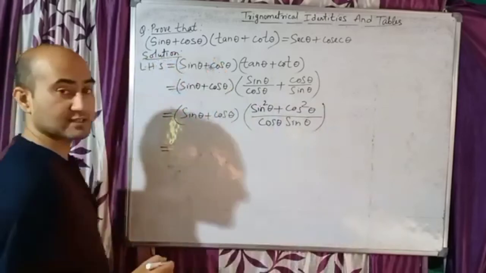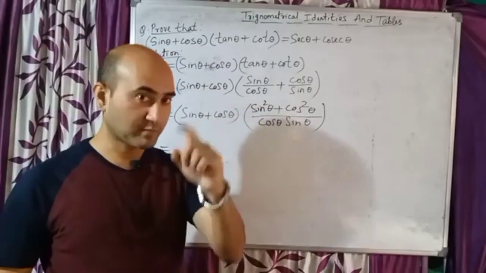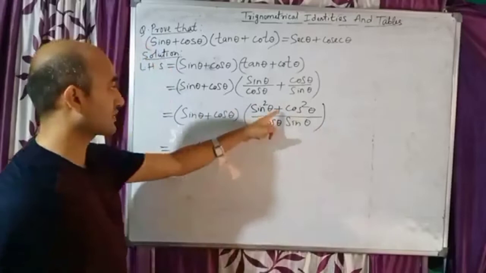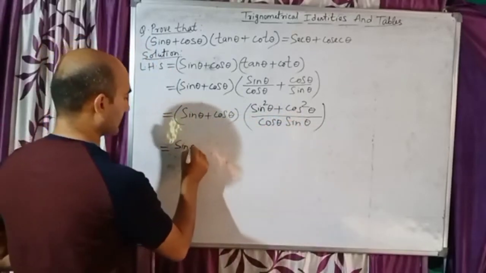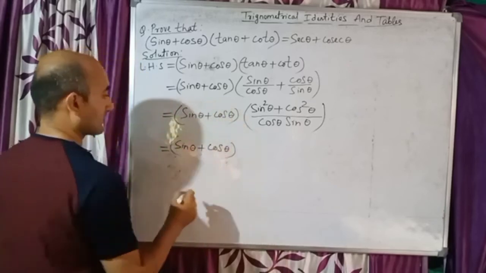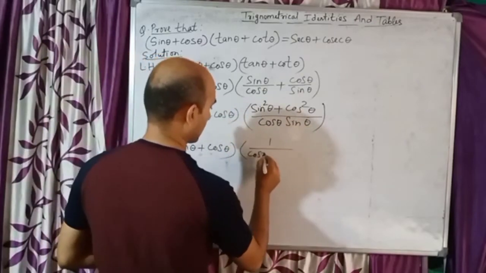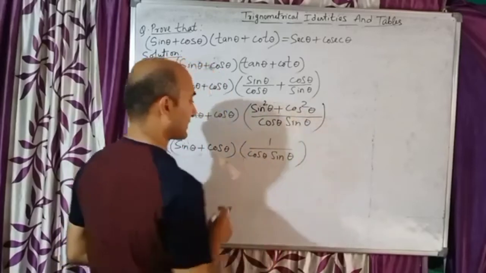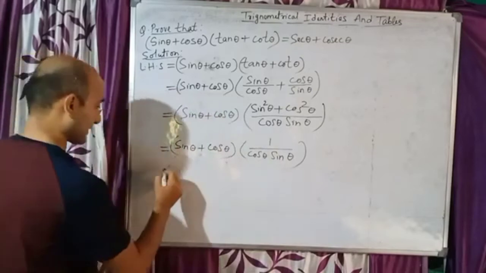So children, very easy now: sine square theta plus cos square theta, formula number 1, is equal to 1. You just check it, it is equal to 1. So that I will write. Same thing here, sine theta plus cos theta multiplying with 1 by cos theta sine theta. I can change and write it as sine theta cos theta or cos theta sine theta, the meaning is the same.